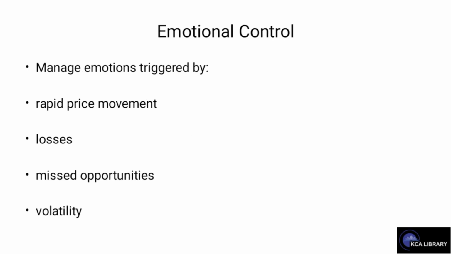Let's look at emotional control. Emotional control is when you manage emotions triggered by rapid price movement. If you are trading, prices can just change. Losses: how do you manage losses? It's part of emotional control. Missed opportunities and volatility, how prices fluctuate.